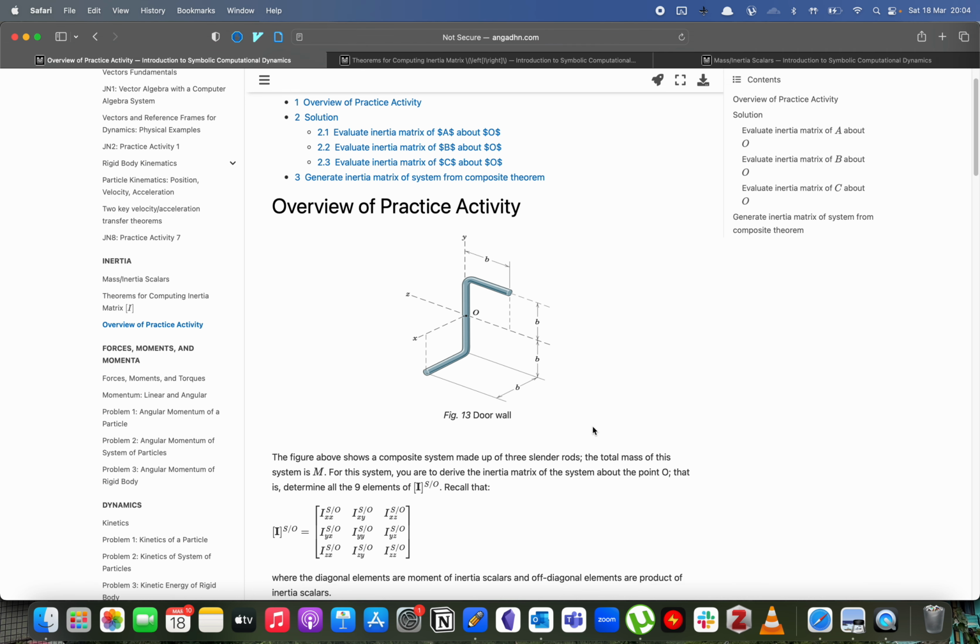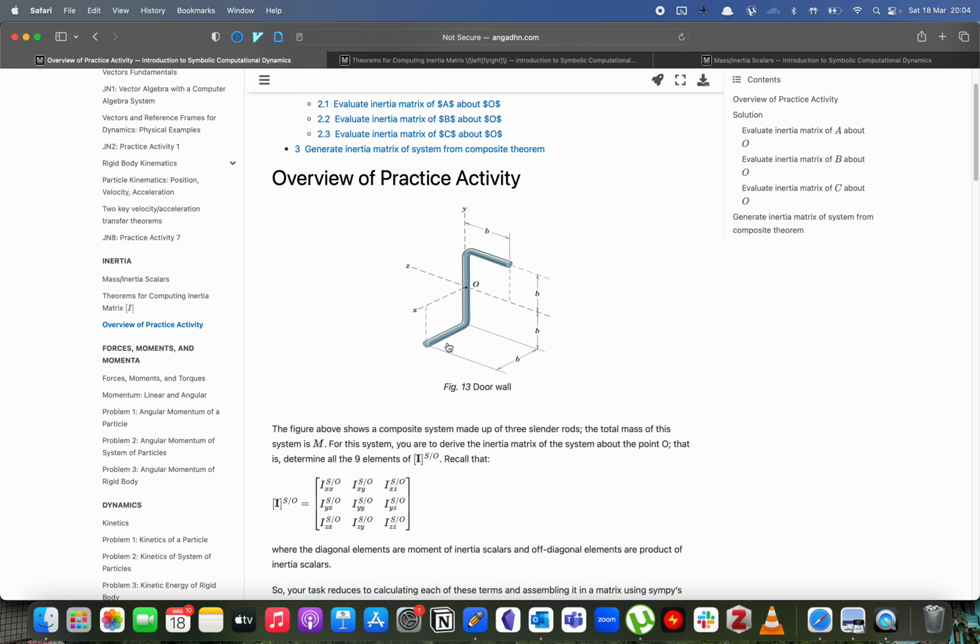All right, so here we have this S-shaped rod. You can see that there is basically three components to it. There's one which you can see the mouse that I've placed over it. I call that the body A. I call this the body B, and I call this the body C. And together A, B, and C make this entire system, which we call S.